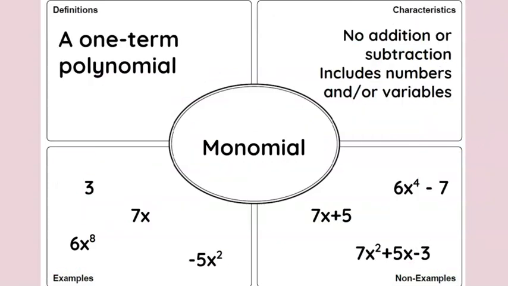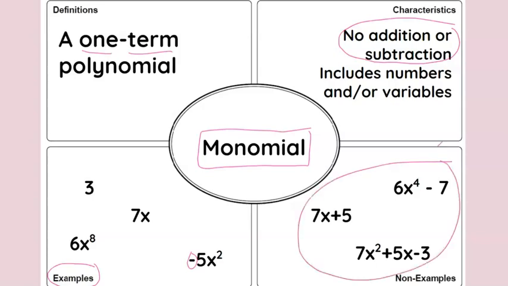So now here we have different types of polynomials. A monomial is a one-term polynomial. So you can see some examples down here. Really the big characteristic is you're not going to see an addition or subtraction sign. It's just going to be a number. It could be a negative number, it could be a positive number, but there will not be any addition or subtraction after that. So you can see here, these would be non-examples because they have those addition and subtraction symbols.